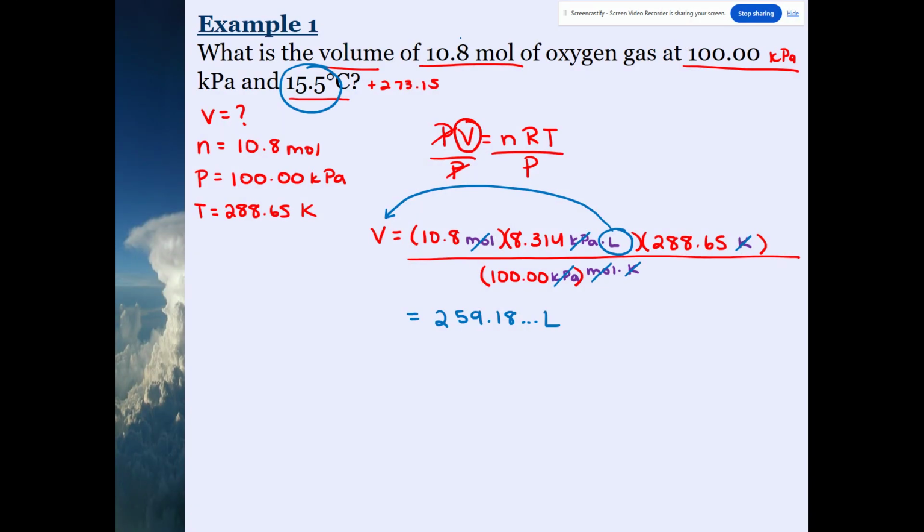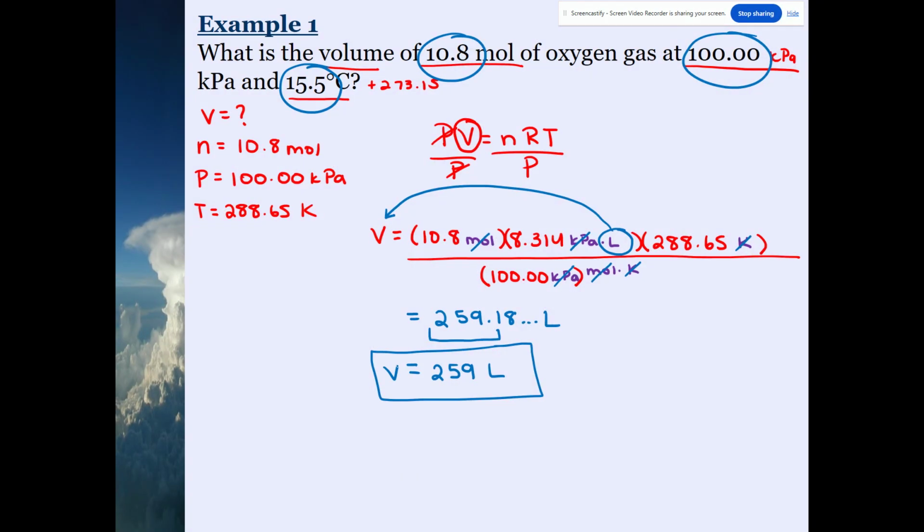Now, how many significant digits can we keep? There's 3, 3, 5. The lowest is 3. That doesn't cut off my decimal. I'm also not cutting off a 5 or more, so it just stays as 259 liters. That is our volume. Okay?